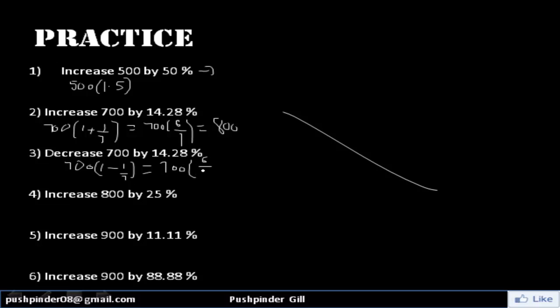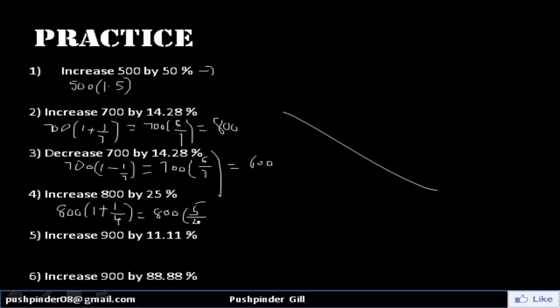So I hope you're understanding this. It's very easy for you to solve questions like this. You don't need to use a calculator now. So if I have to increase 800 by 25%, I just say 800 into 1 plus, what is 25%? That is 1 by 4, right? So 1 plus 1 by 4, that comes out to be 800 into 5 by 4. So I can calculate my answer from here, right?